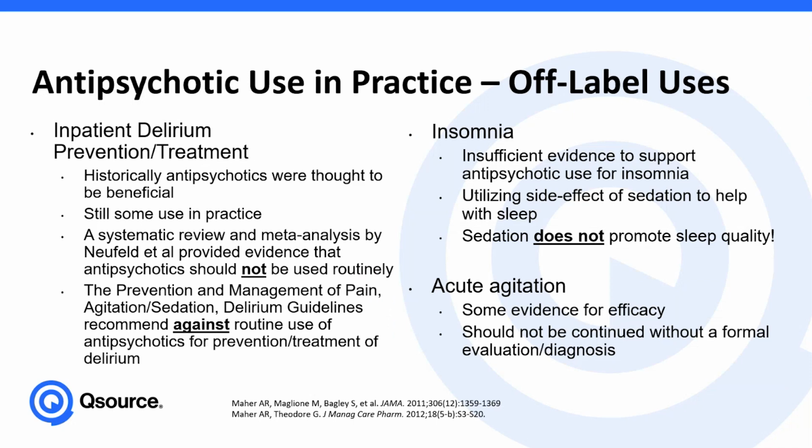A little bit of a deep dive on some of this because this leaks into long-term care practice, but these medications are often used in inpatient delirium prevention and treatment. Historically, antipsychotics were thought to be beneficial, and they're still used some in practice. But we've studied it, and we actually have guidelines now that recommend against the routine use of antipsychotics to prevent ICU and hospital-related delirium. And so these medications should not be used in these conditions routinely. It's not inappropriate to ever use them, but routinely, the guidelines themselves would recommend against their use.